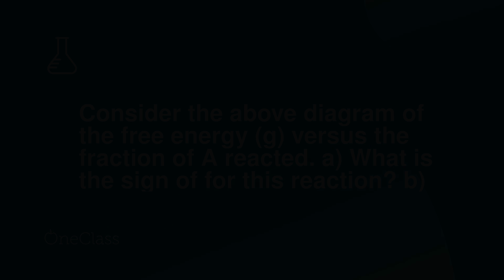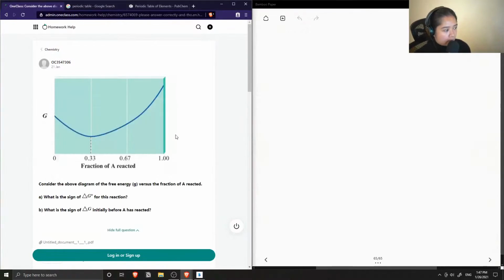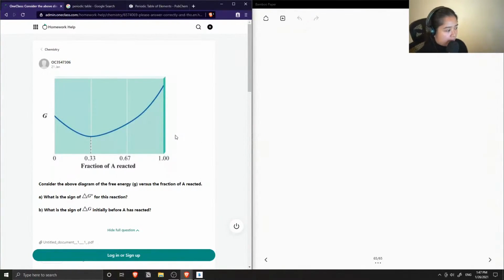Okay, so now we're on to the question. We have a graph or a diagram of free energy versus the fraction of A that reacted. Question A: what is the sign of delta G for this reaction? And B: what is the sign of delta G initially, before A reacted?